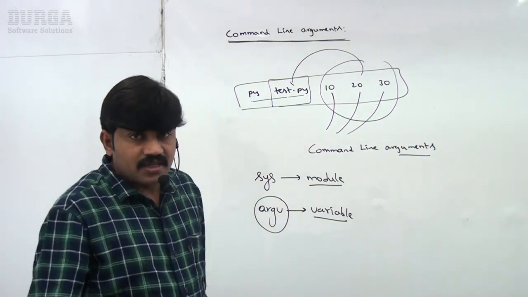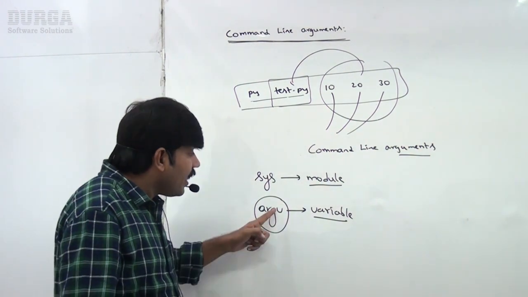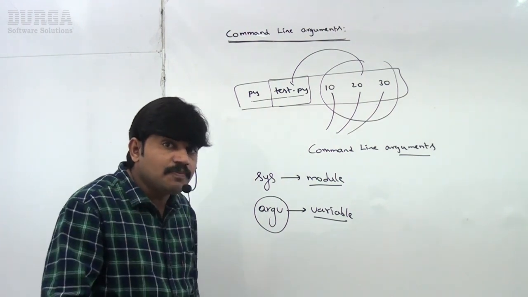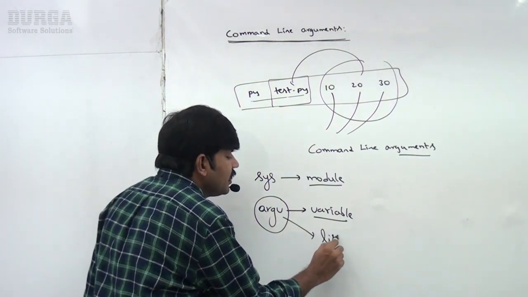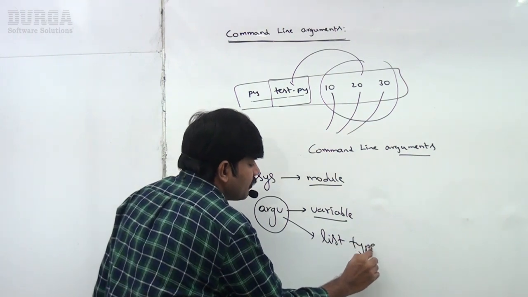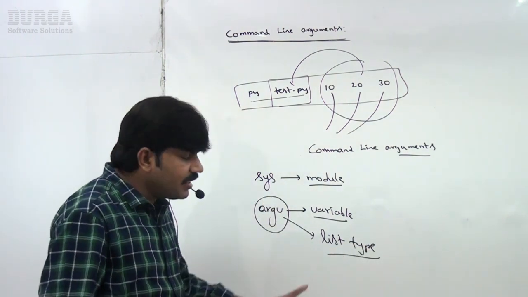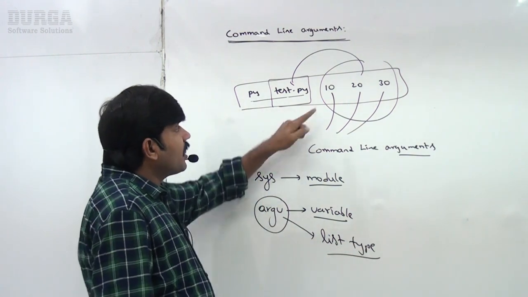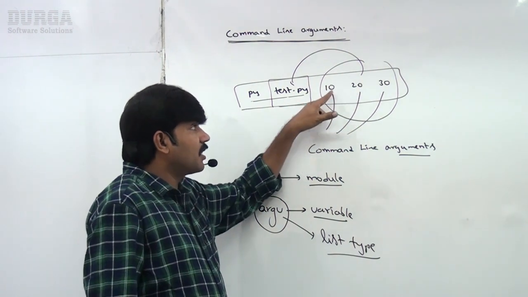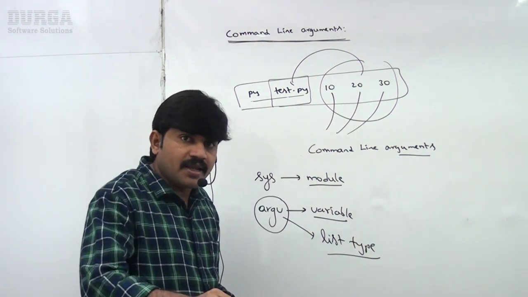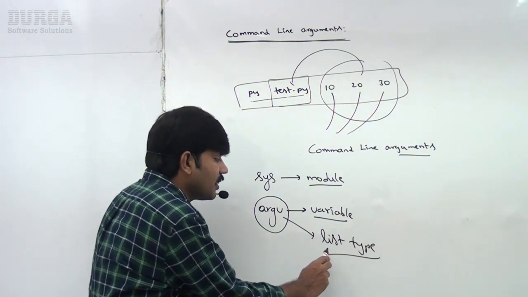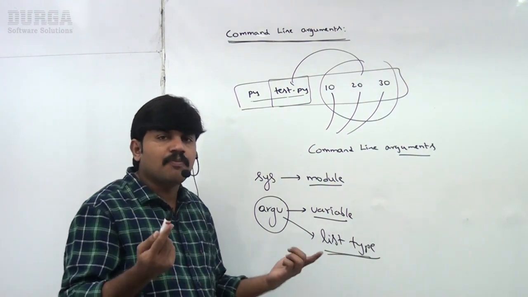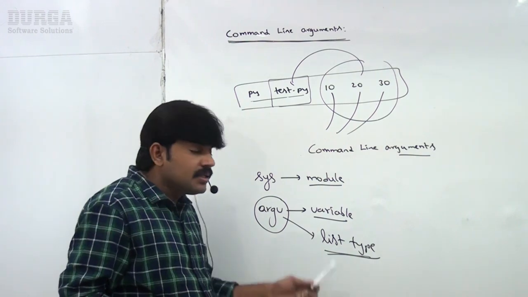Then immediately you may ask, what type is this argv? Very simple: argv is a list type, because the number of command line arguments, order is important, and duplicate values are allowed. That's why it is a list type. Where is the proof for that? How can you conclude it is a list type?